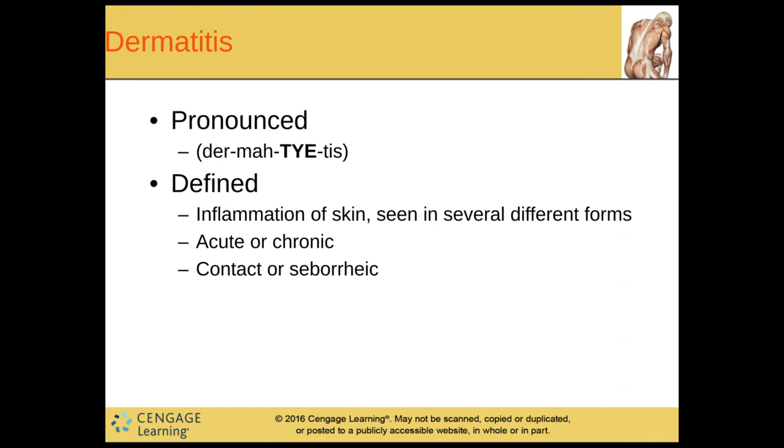And then we have dermatitis. So this is an inflammation of the skin seen in several different forms. It can be acute, so something that happens pretty rapidly, or it can be chronic, so something that happens over a longer period of time. Contact dermatitis is something like if you were to start using a new soap or a new laundry soap or something like that, you could get contact dermatitis. So that just means that it's something that's touching your skin that's causing it to become inflamed.